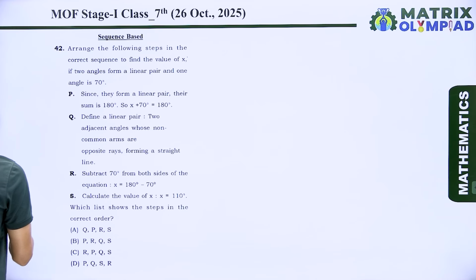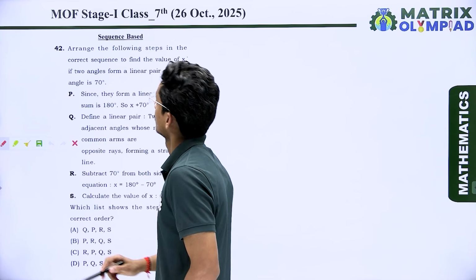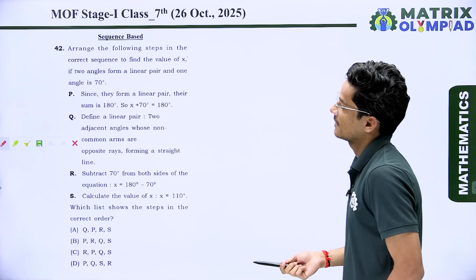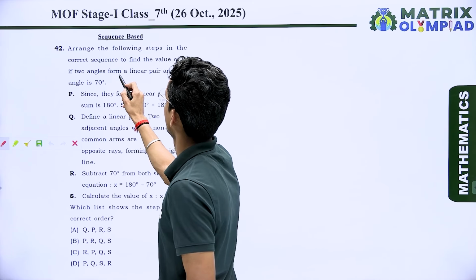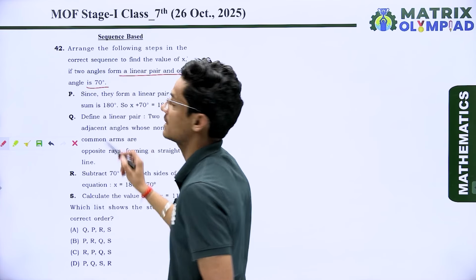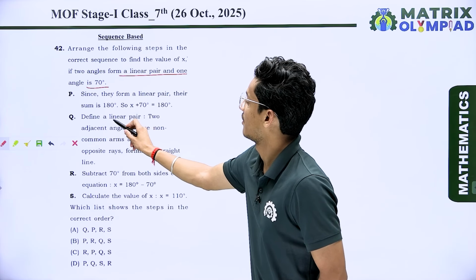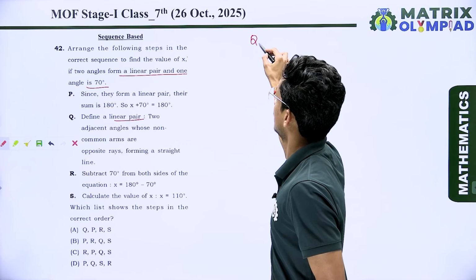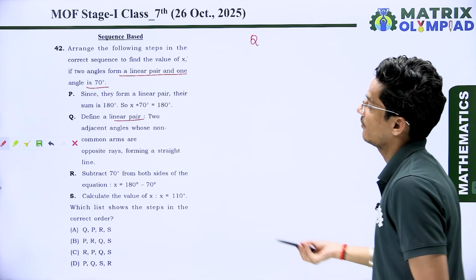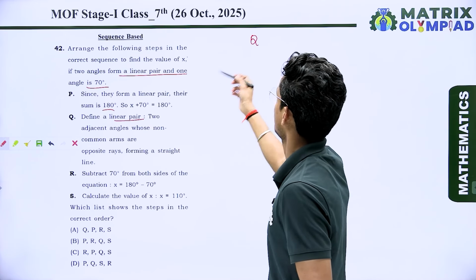So now if I talk about the next question, which is based on sequence: arrange the following steps in correct sequence to find the value of x if two angles form a linear pair, one angle is 70 degree. So what we do, first we define the definition of linear pair. So we know, first we take Q. After defining Q, then we take, since we know linear pair, then their sum is 180. So I can write in the form of this, then this.